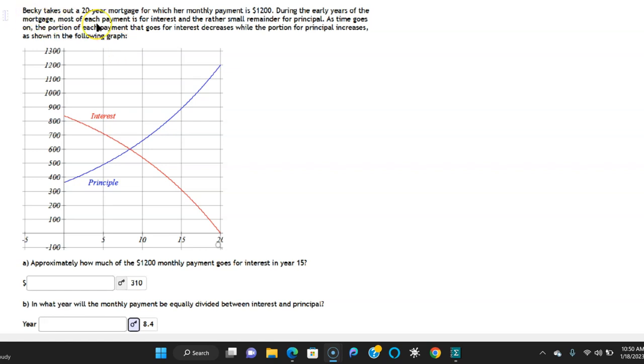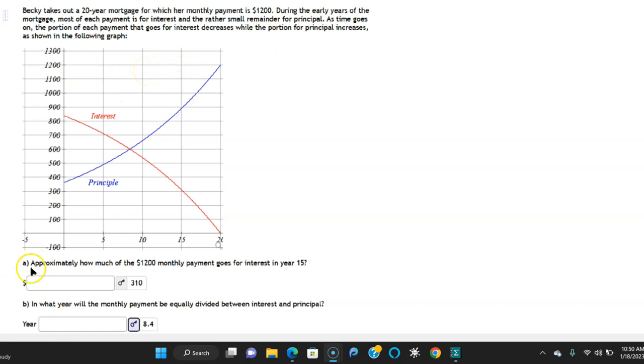Let's do this one. Becky takes a 20-year mortgage for which her monthly payment is $1,200. During the early years of the mortgage, most of each payment is for interest, and a rather small remainder for principal, as real mortgages work. As time goes on, the portion of each payment that goes for interest decreases while the portion for principal increases, as shown in the following graphs.